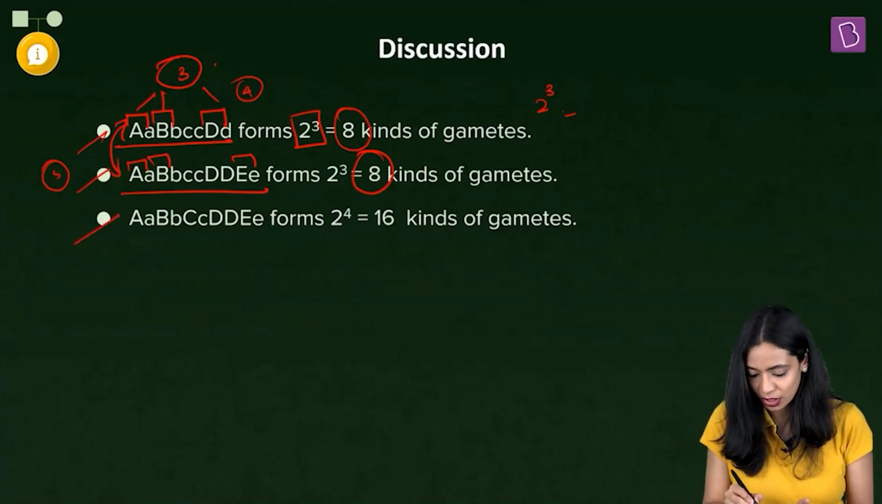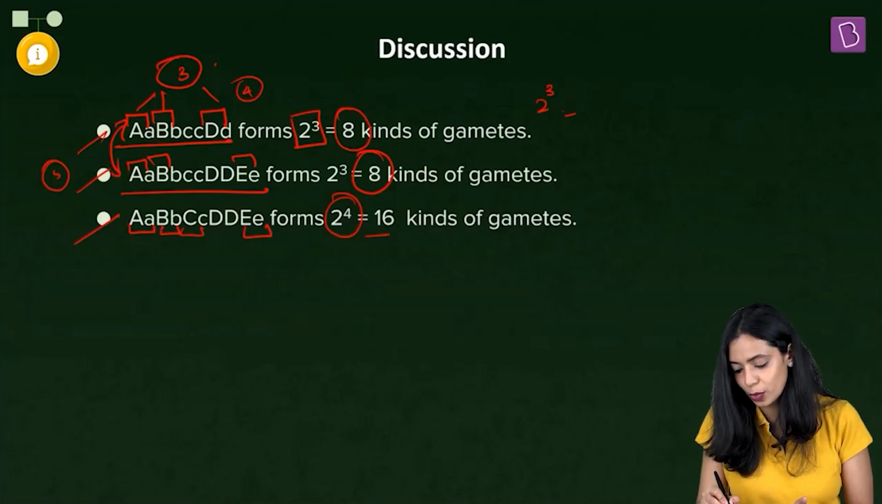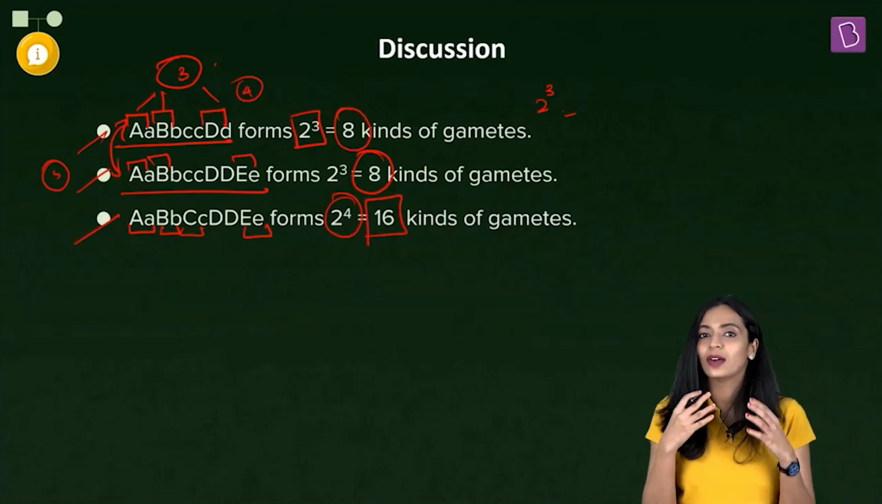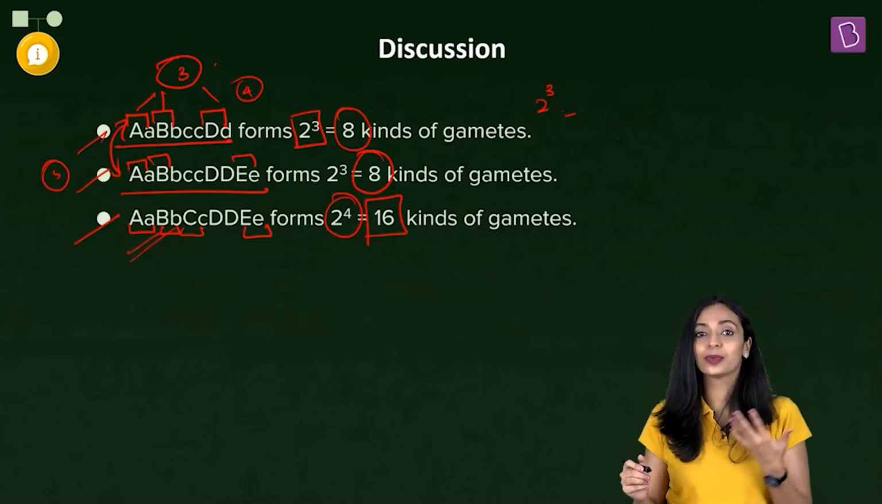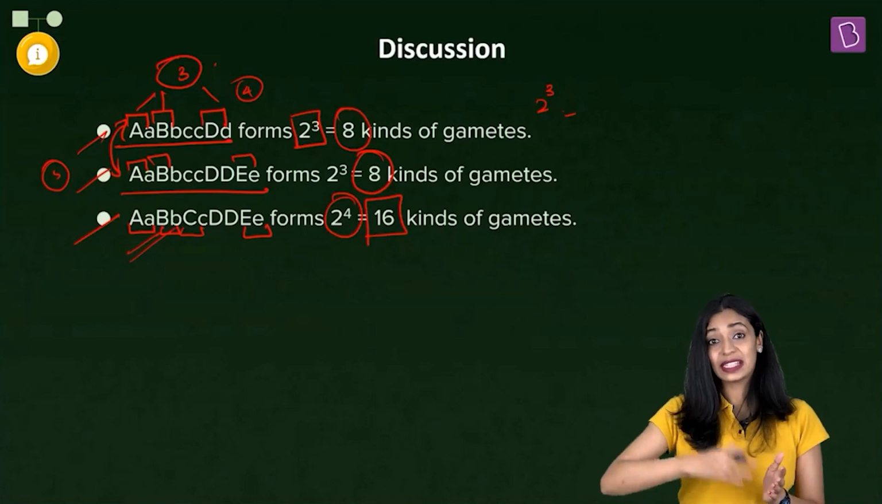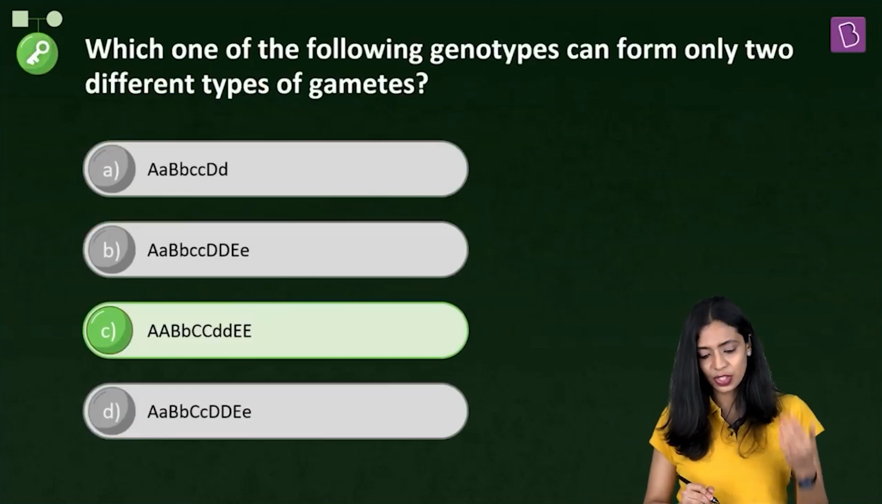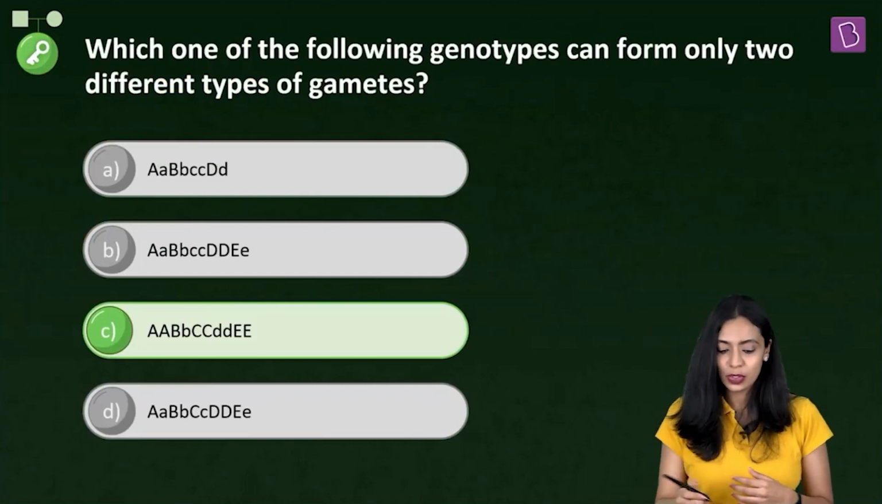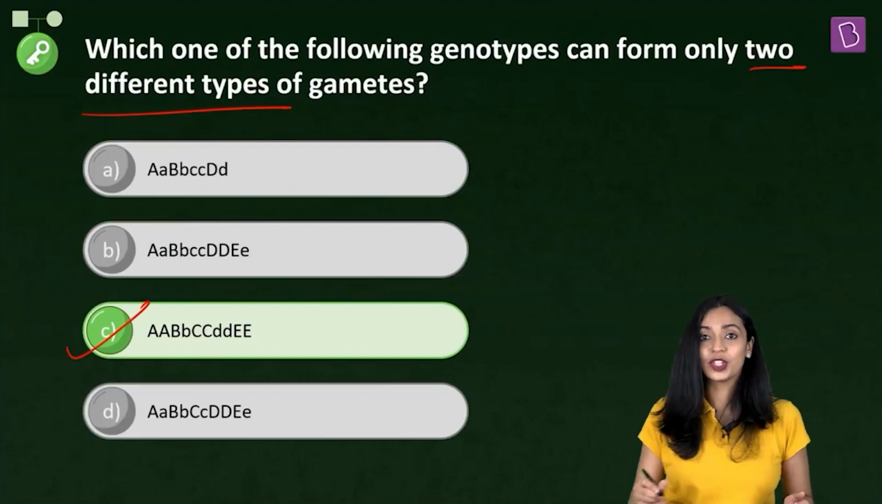Now let's examine option D. In option D, we have 1, 2, 3, and 4. So 2 to the power of 4 is 16. So an organism that contains this particular type of genotype will be able to produce gametes of 16 different types. Okay. So here we were asked which genotype produces gametes only of 2 types. The correct answer is option C.